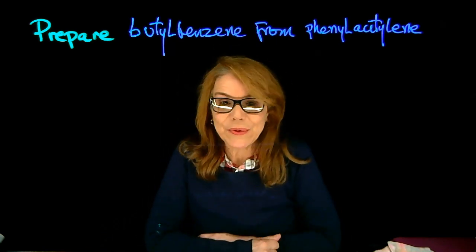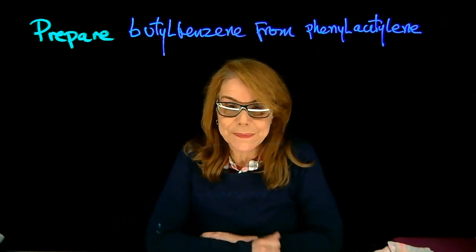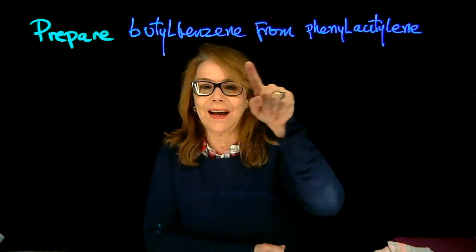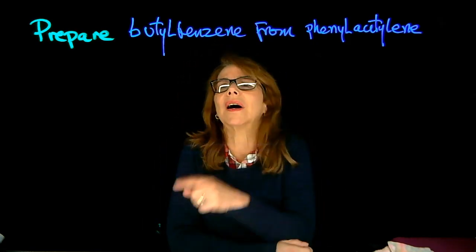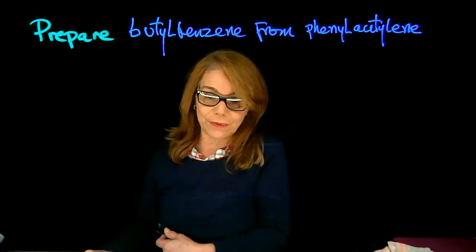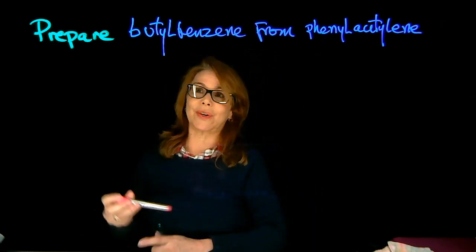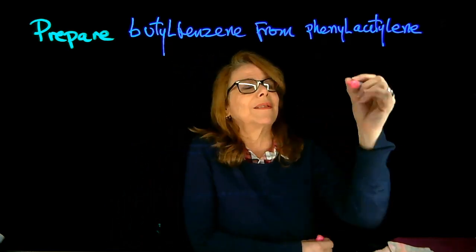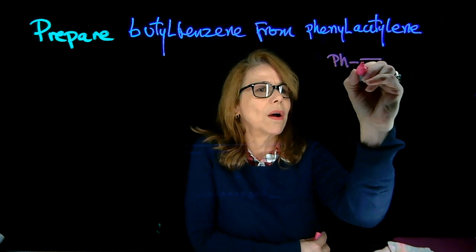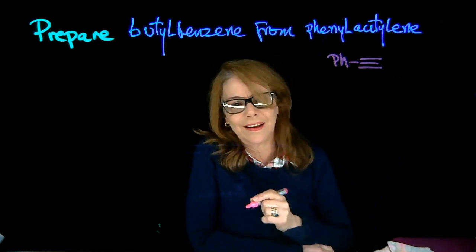Hello, we're going to be doing a synthesis problem involving alkyne reactions. So here is the synthesis of butylbenzene from phenylacetylene. The first step will be drawing those structures. From phenylacetylene, I'm going to say this, 1, 2, 3, and that's your acetylene.